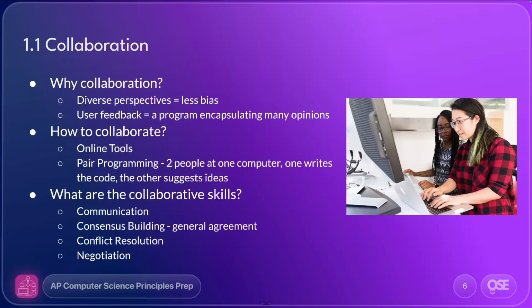Why do we collaborate? Because it creates diverse perspectives and less bias. And also it allows us to get some user feedback. So we have many opinions in one single program and not just some guy who thinks he's the best and wants to have his opinion in his program. How do we collaborate? We collaborate with online tools and something called pair programming. That's also a definition you have to know. That's when 2 people sit at one computer and one writes the code while the other suggests ideas, as shown on the picture.